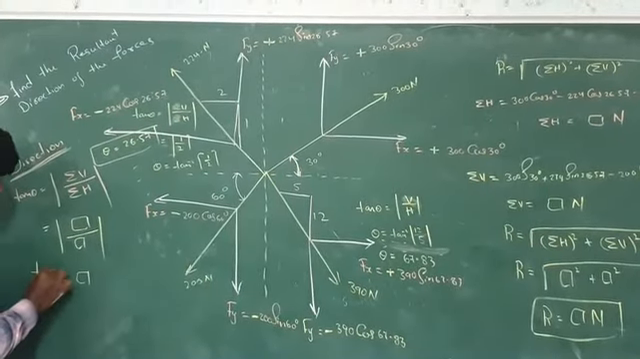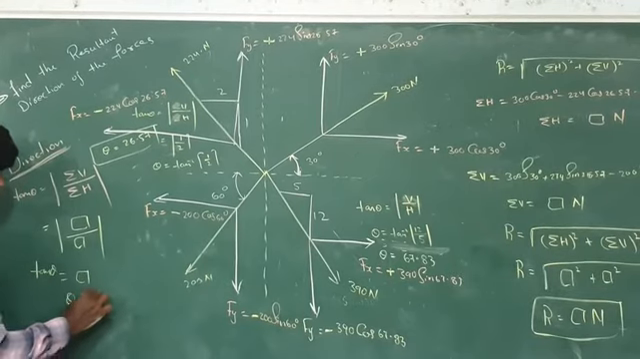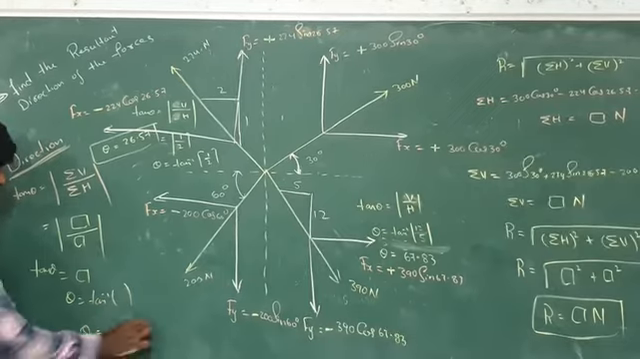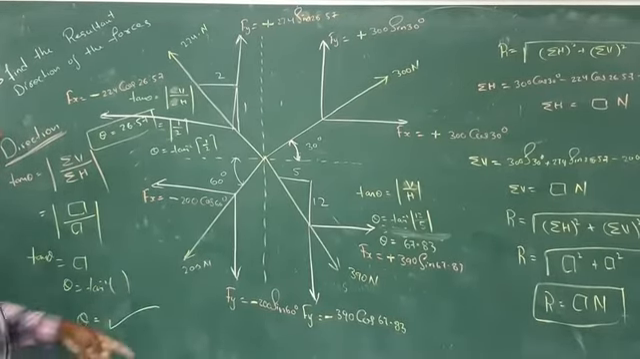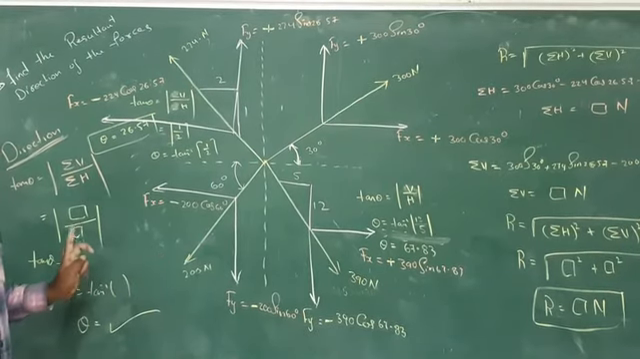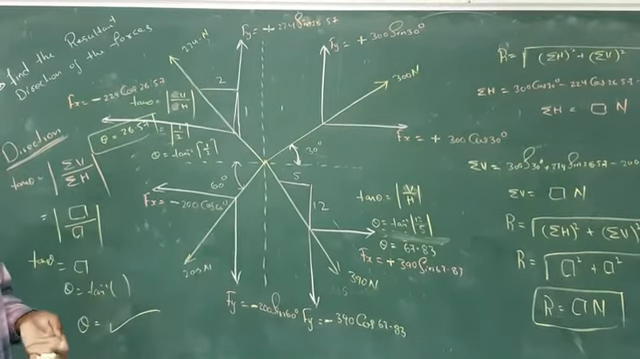This is the value of tan theta. Theta is equal to tan inverse of this. From this you will get the value of theta. Here you get the resultant and here you get the theta. With the help of that you find the magnitude and direction.